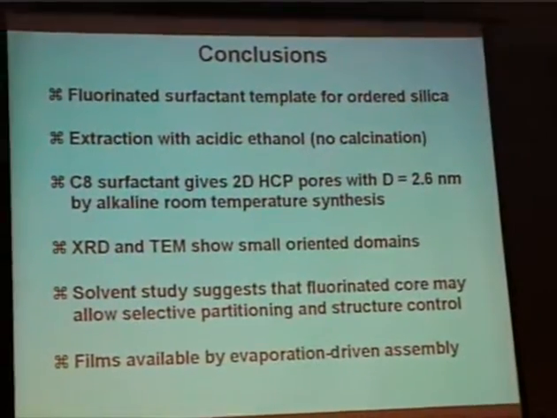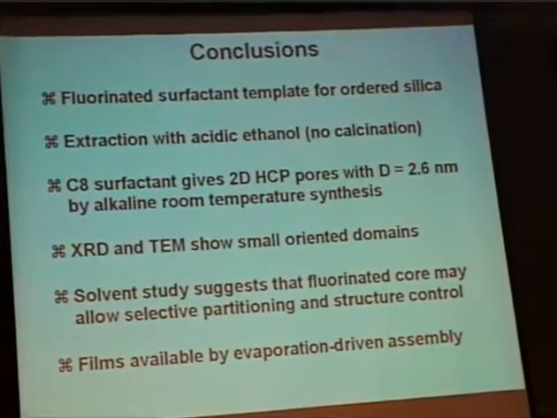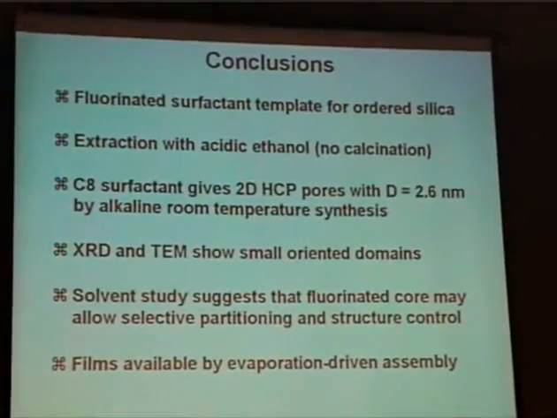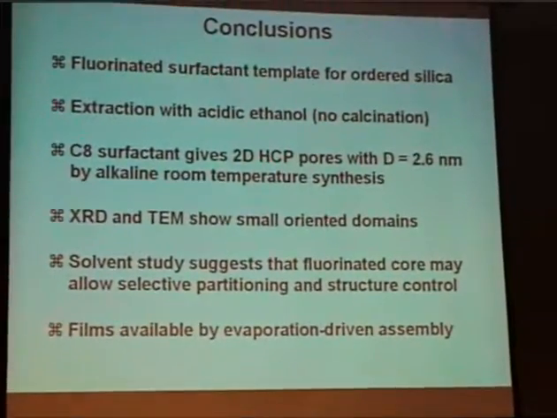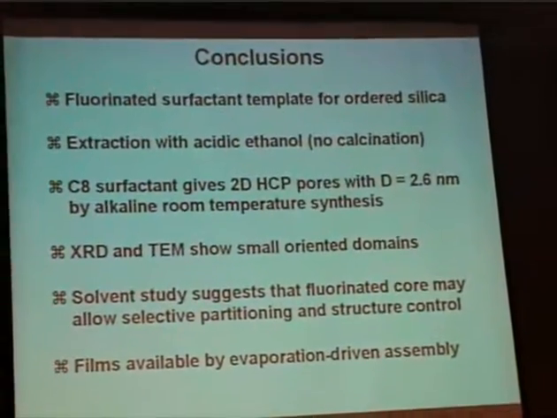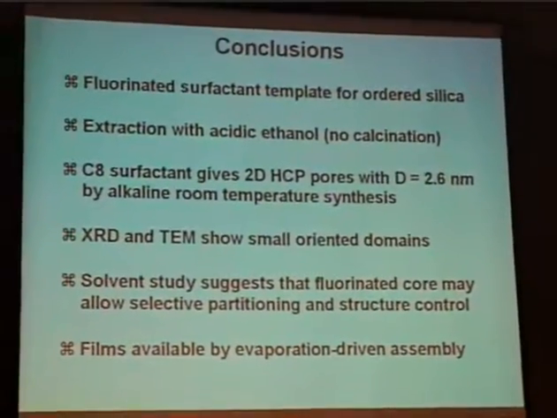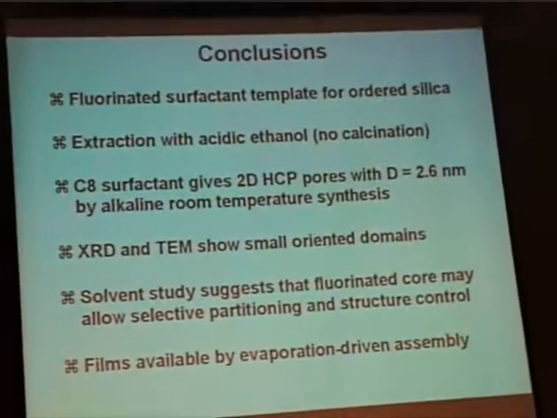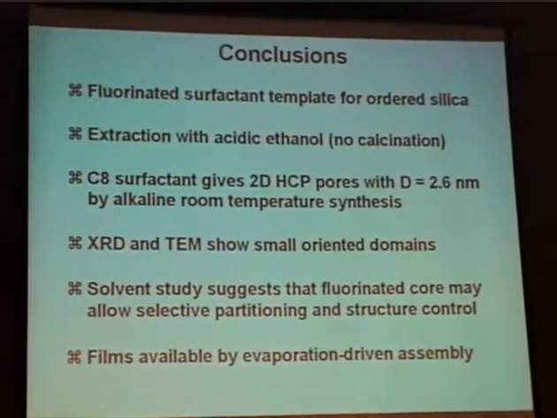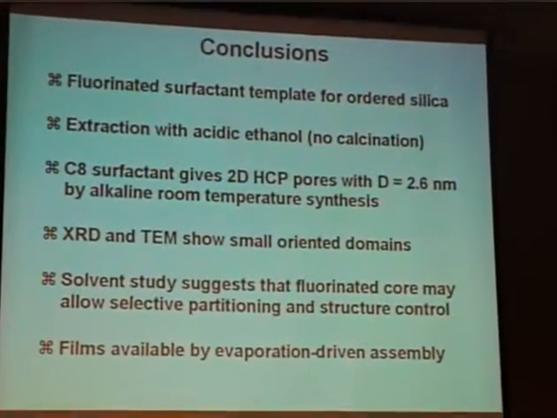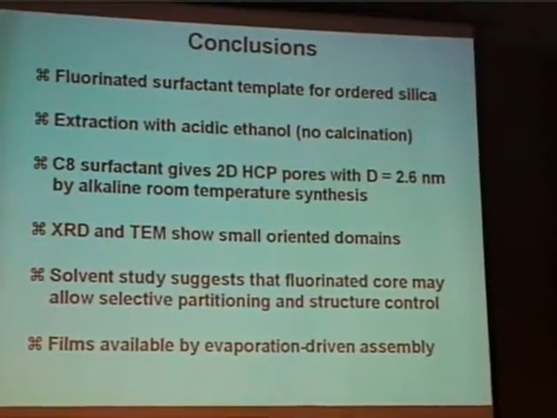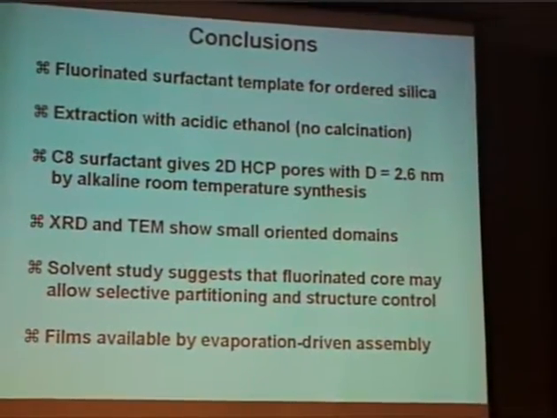the pore structure. So just to conclude, what we've done is to use a fluorinated surfactant as a template for these ordered porous materials. We've shown that we can extract it with acidic ethanol rather than using calcination to make the porous structure. We make pores that are about 2.6 nanometers in diameter, consistent with X-ray diffraction and TEM. And I've done this solvent study that shows that, with the fluorinated core, we can use solvents to selectively go into the core of the micelles. That may indicate that we can use supercritical carbon dioxide to do that also, but we haven't tried it yet. And we can make thin films also, which I didn't talk about.